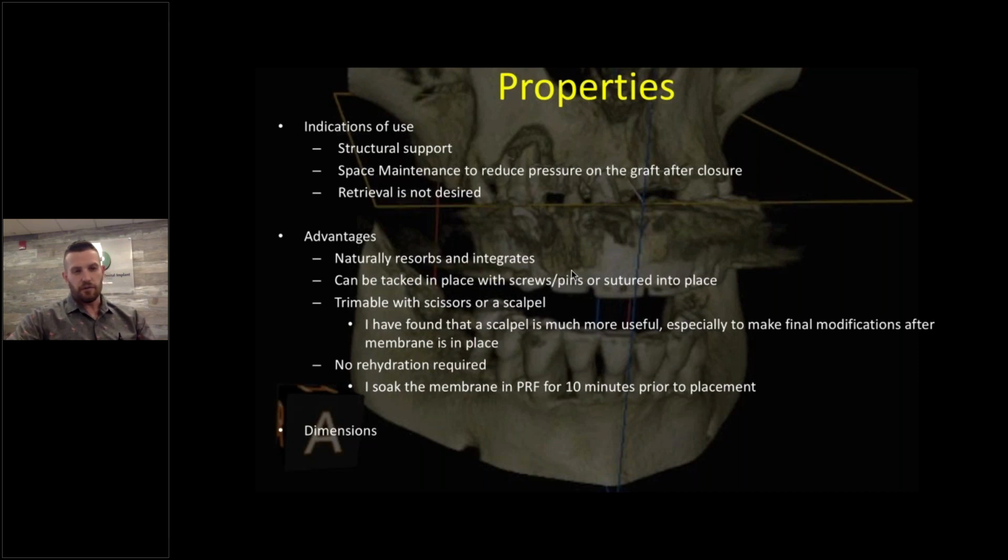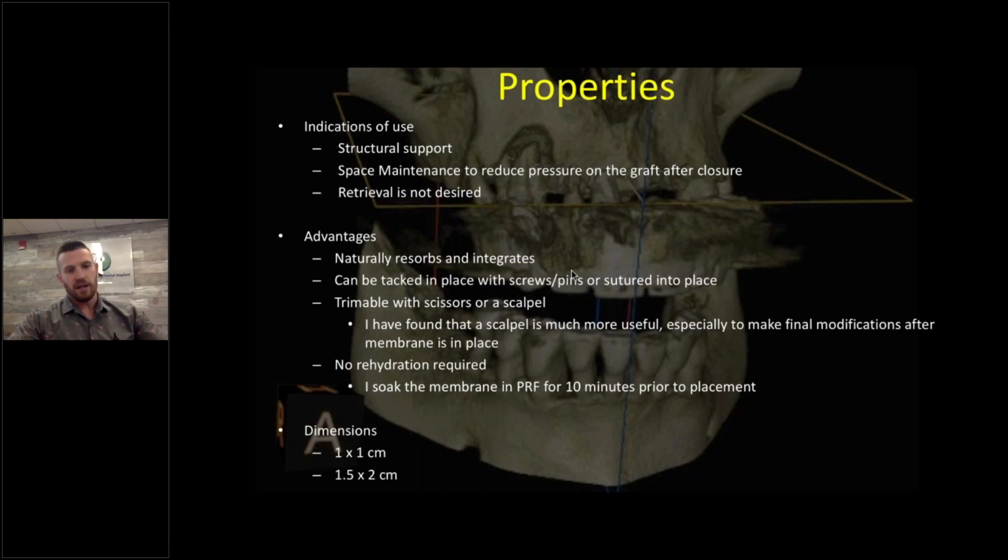It comes in a bunch of different dimensions. The smallest one is the 1 by 1 centimeter, and typically I'm using that in situations where I'm just missing one plate, facial or lingual. The 1.5 by 2 centimeter is typically my workhorse. I see a lot of cases that come in missing facial and lingual bone, and so typically I'm cutting this in half and utilizing it, or stretching it over the actual socket.